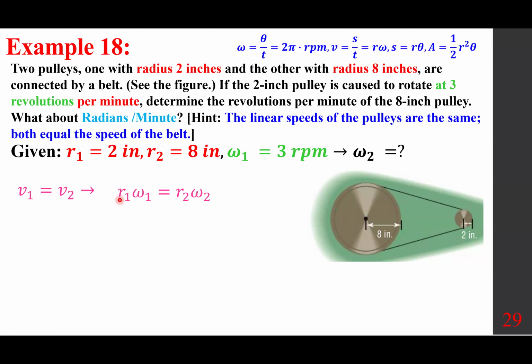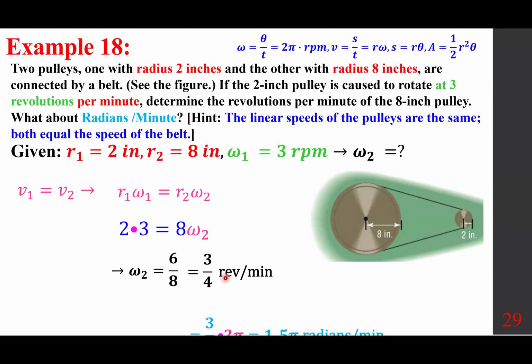So plug in. R1 is 2, omega 1 is 3, R2 is 8, omega 2 missing in action. So omega 2 is 6 over 8, or 3/4 of a revolution per minute. Now, what about radians? Remember, this is RPM. You have to multiply it by 2 pi to get radians per minute. So 3/4 of a revolution per minute times 2 pi is 1.5 pi radians per minute.